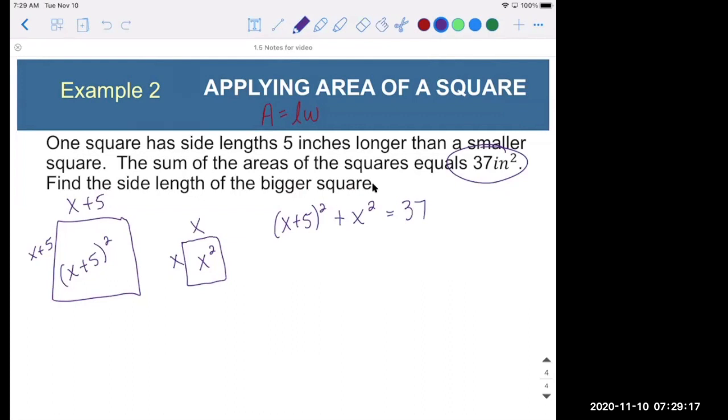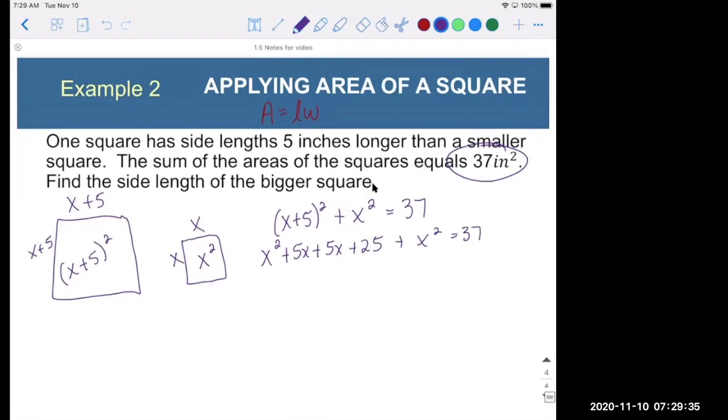Okay, so here we go. X plus 5 squared, you're going to need to either do FOIL or box method. I'm going to do FOIL here. I combine some like terms on the left side. X squared plus x squared is going to be 2x squared. 5x plus 5x is 10x. And now I'm going to need to subtract over that 37 so that everything's on the same side.